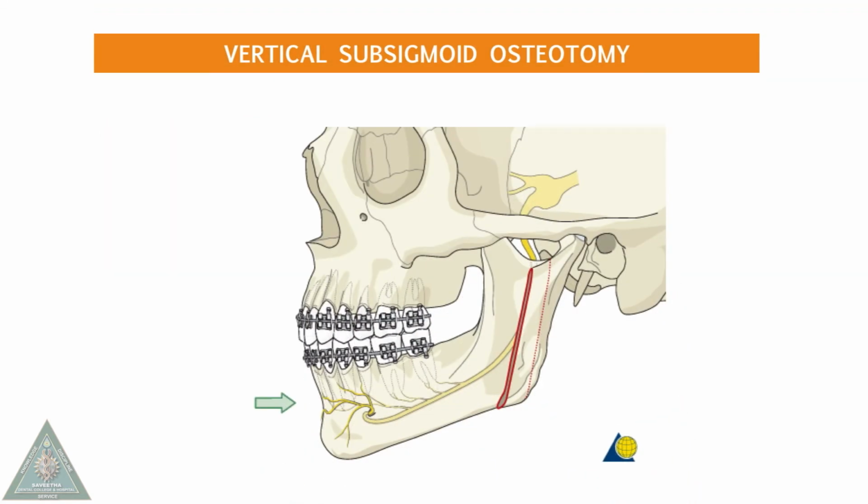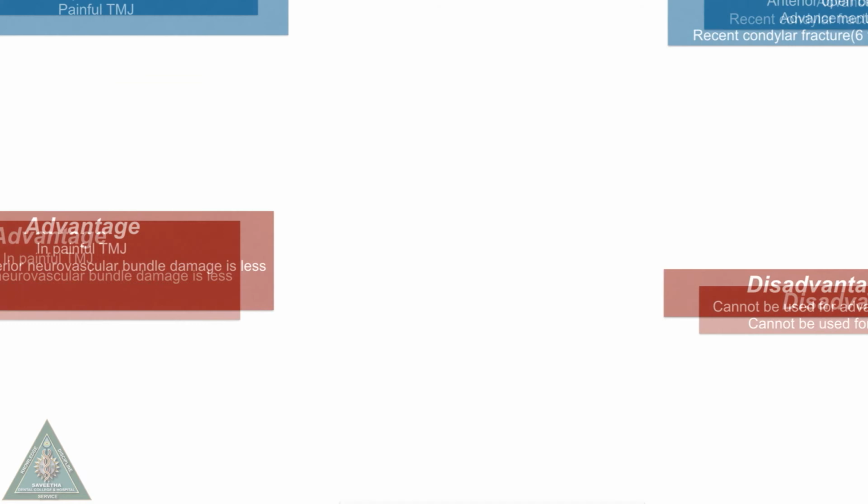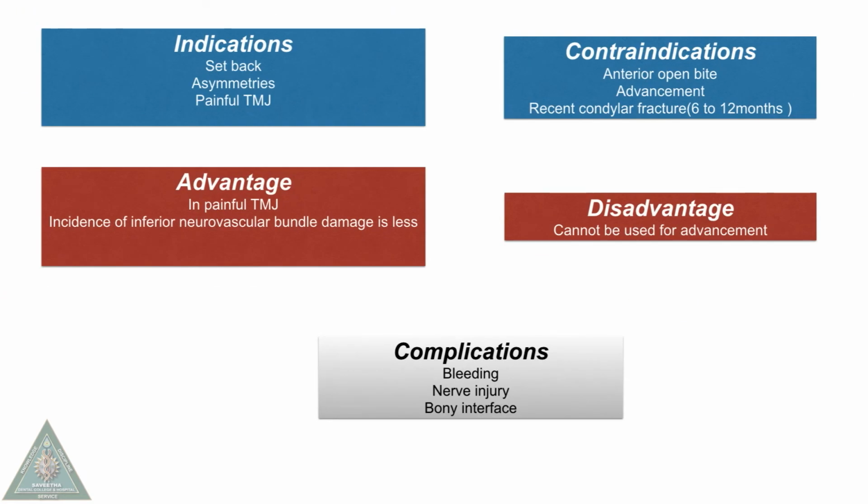The vertical subsigmoid osteotomy is yet another procedure which is used to set back the mandible. It is indicated in mandibular setback, correction of mandibular asymmetries, and in painful temporomandibular joint conditions. It is contraindicated in anterior open bite, advancement of the mandible, and recent condylar fractures.